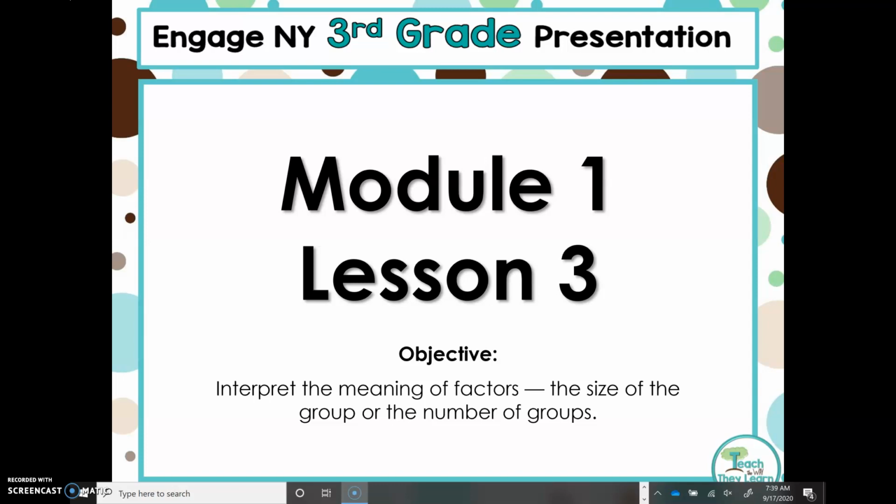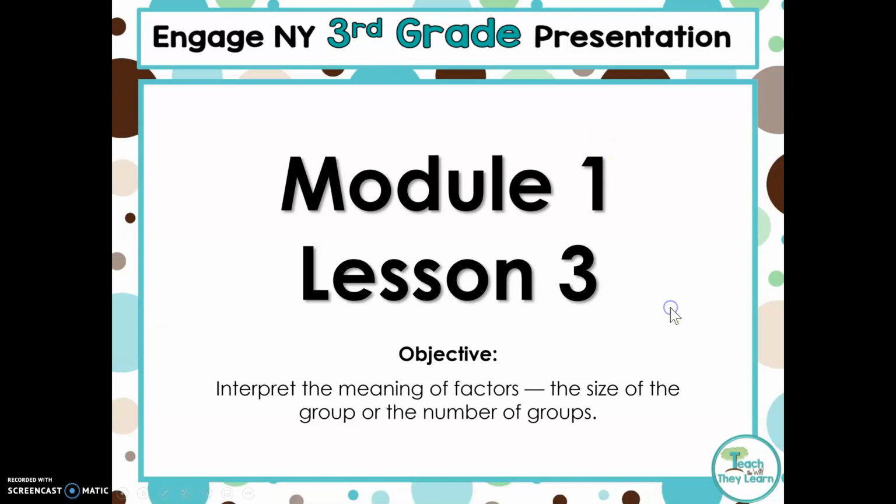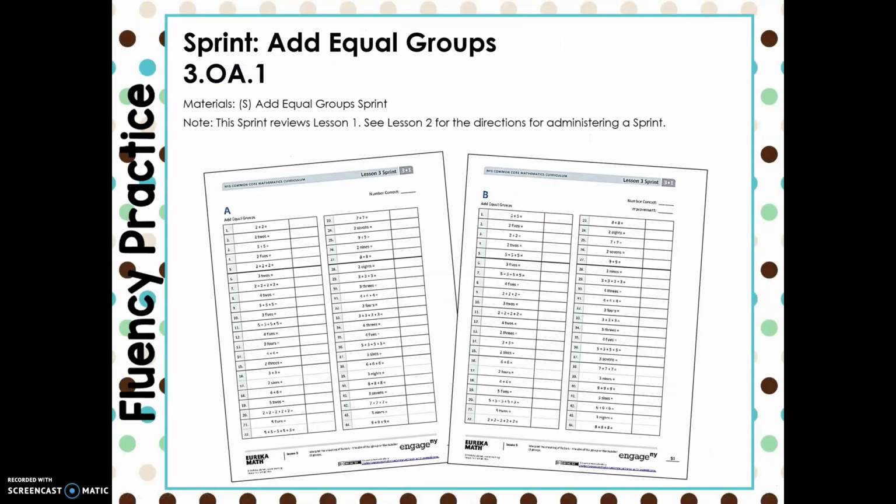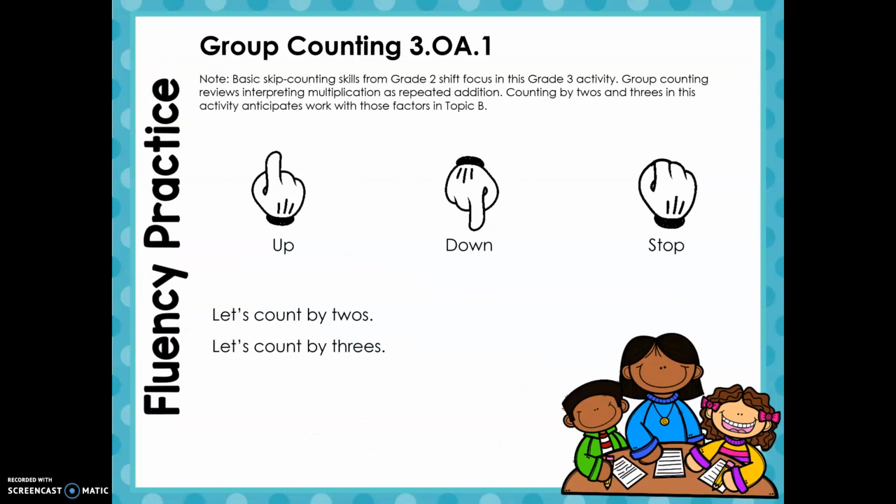The objective for the end of our lesson is to interpret the meaning of factors, or the size of the group, or the number of groups. So a sprint, you did this on Seesaw the other day. We're going to wait to do our sprint when we're in person.